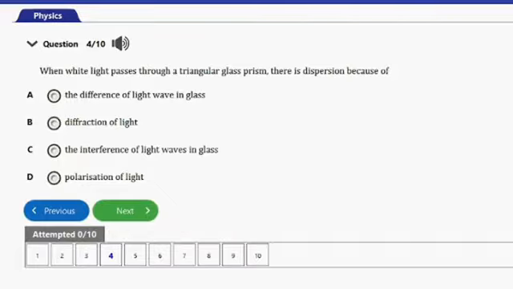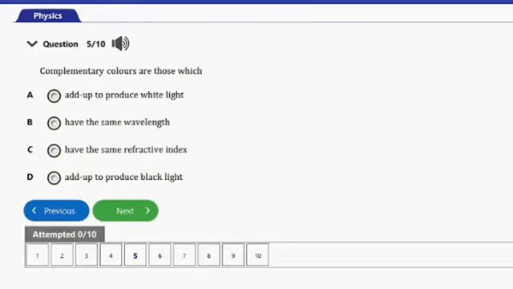It says, when white light passes through a triangular prism, there is dispersion because of A. the difference of light wave in glass, B. diffraction of light, C. the interference of light waves in glass, D. polarization of light. So guys, the reason why there is dispersion when white light passes through a triangular prism is because of the difference of light wave in glass, and that's option A here. So let's go ahead and consider the next question, guys. That's question number 5 here.